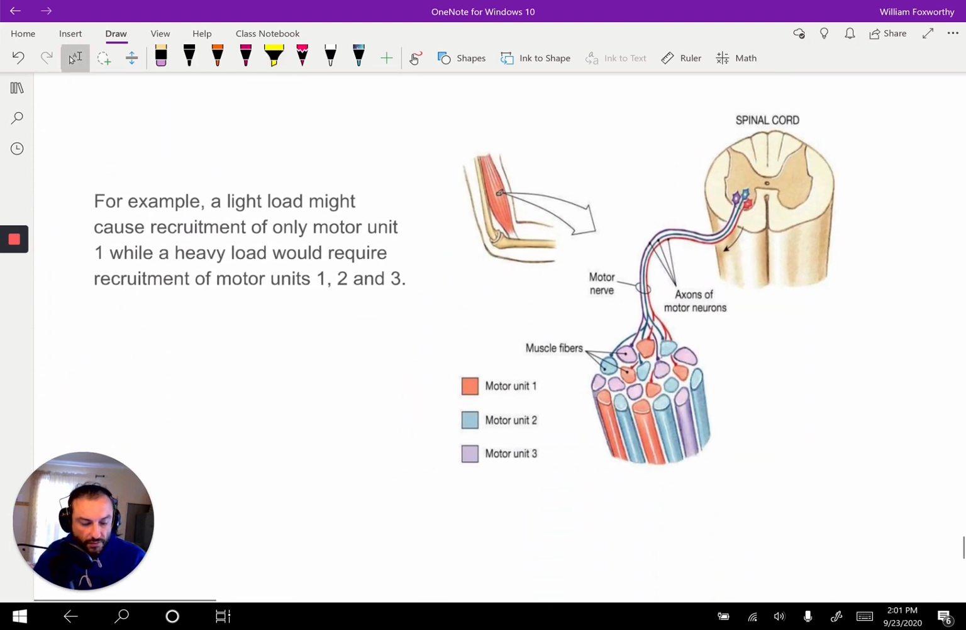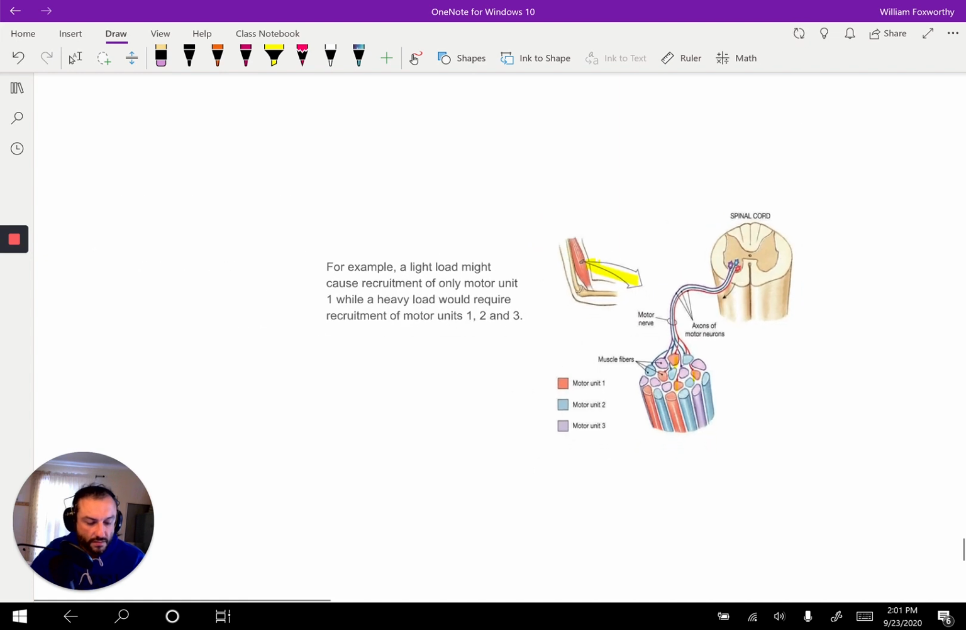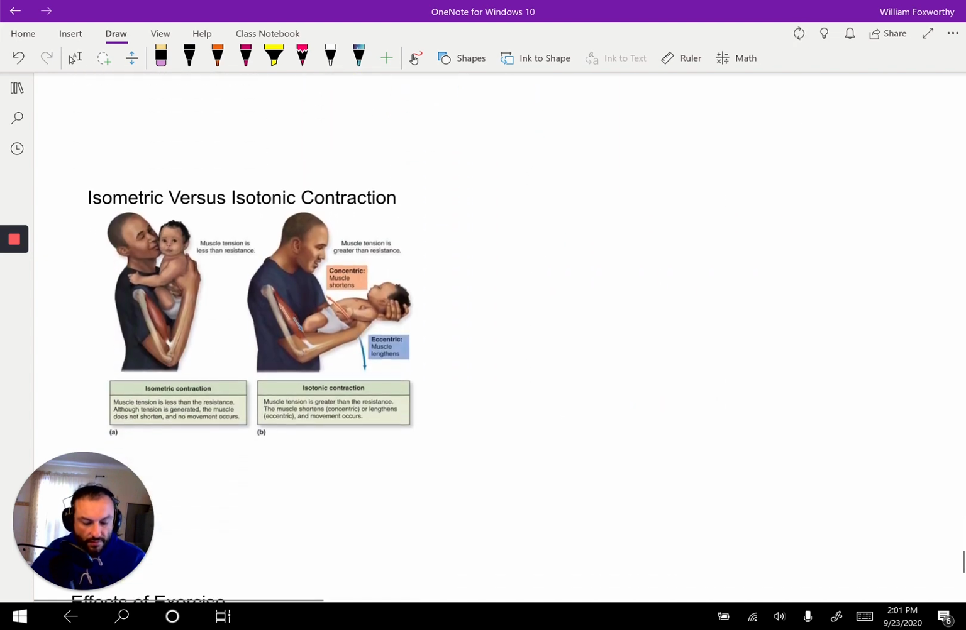So just to put this in an example, this is showing you a bicep. If you had a light load, maybe you would only recruit motor unit 1, which is these red ones. And if you had a heavy load, you might recruit all 3 motor units. And that's just going to cause a greater number of contractile elements to slide past each other, resulting in a greater force.